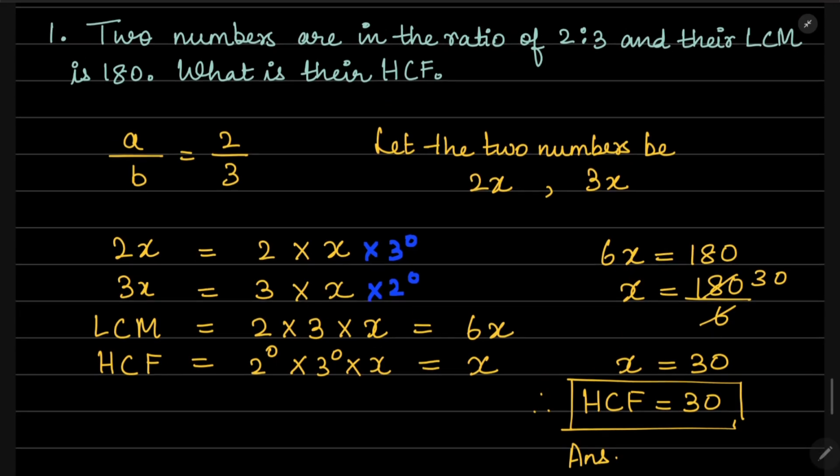Hope you understood. So these are the kinds of problems that you can expect. It could be any ratio, right? It could be 2:5. Even if HCF is given and you are asked LCM, you have to follow the same pattern. You can pause the video and please try to do it yourself once. Okay, this is a very important question. Let's move on to the next.